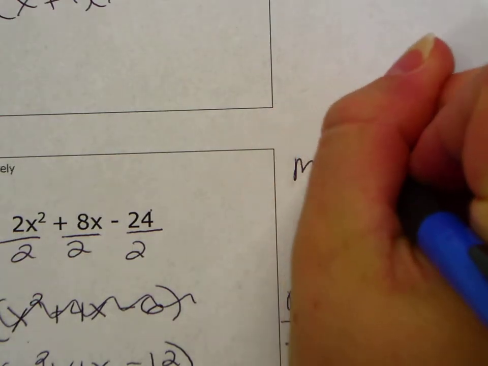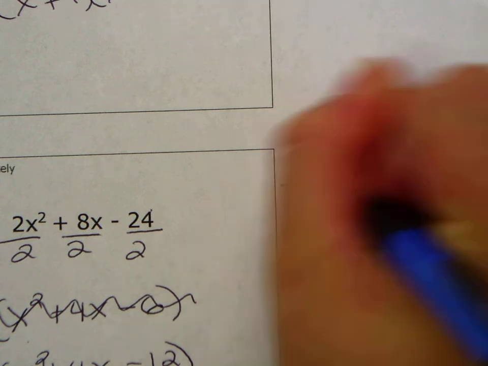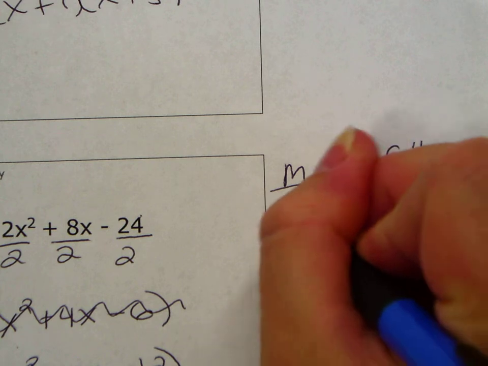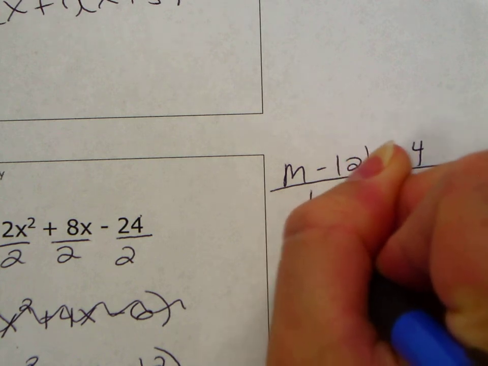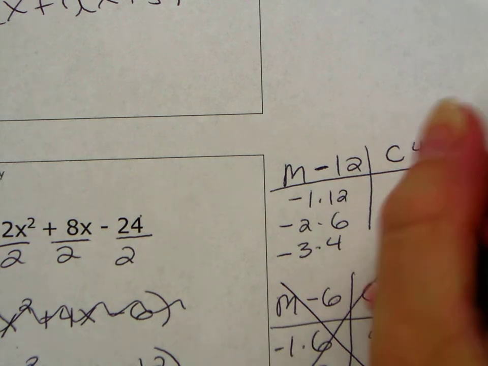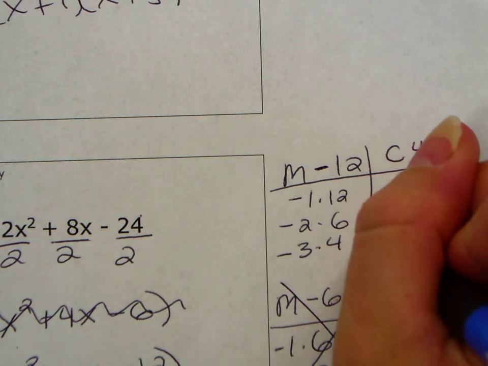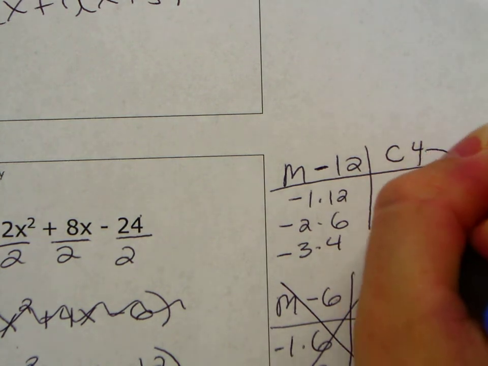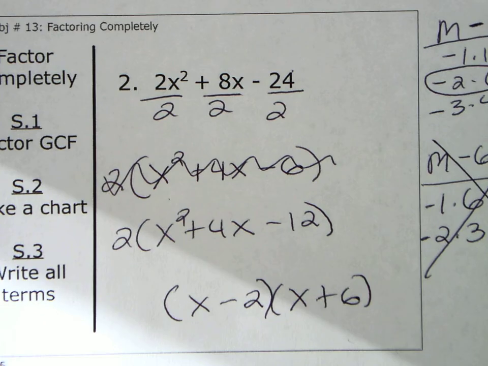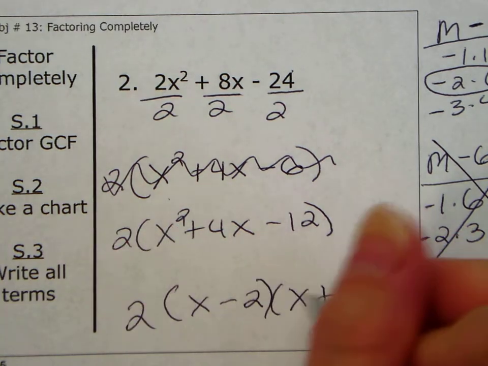Instead of negative 6, I'm multiplying to negative 12, combining to 4. Okay, so go through 1 times 12, 2 times 6, and 3 times 4. We're multiplying to a negative, so we need a negative. There's my 4. So it's x minus 2, x plus 6. And then again, don't forget that 2 on the outside. You have to put that 2 on the outside.